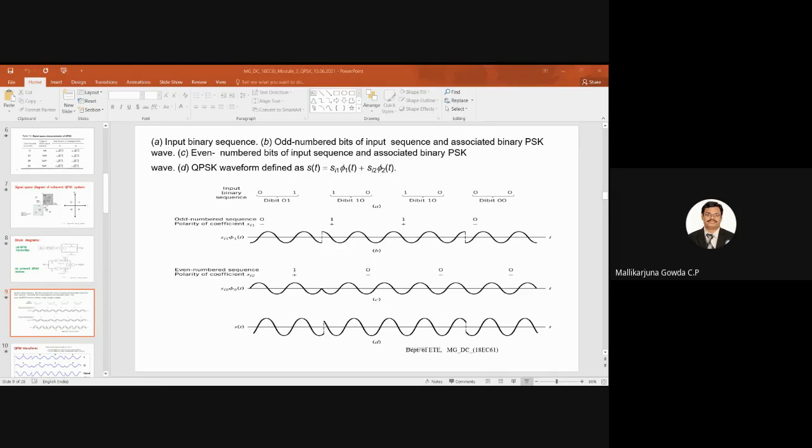Then again, the next bit is 1, so again one more cosine function, right? One more cosine wave of 2 cycles till this. Next, 0 is there, so it is minus cos. So a minus cos waveform is written.